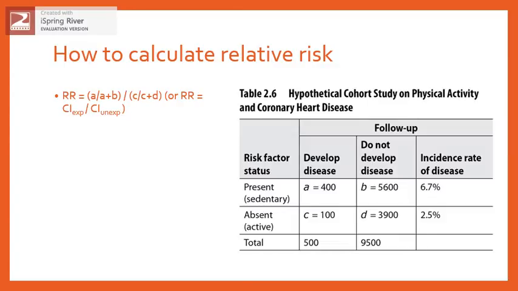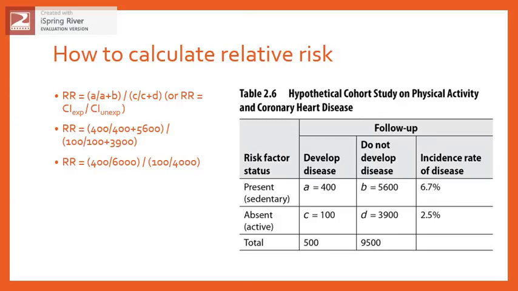So a couple of ways to calculate it are either, if you don't have the incidence rate, A over A plus B over C over C plus D, or cumulative incidence of the exposed divided by cumulative incidence in the unexposed. With risk difference, it was incidence in the exposed minus incidence in the unexposed. Here, it's just slightly different. Instead of minus, it's divided by. So make sure you're aware of that.